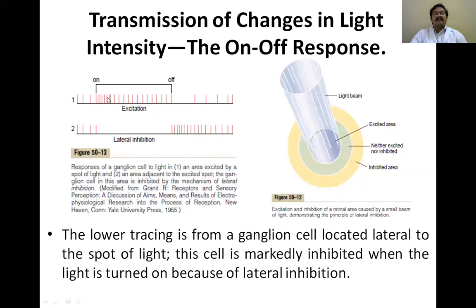Suppose the light is turned on here. Because of lateral inhibition, there is no impulse in the ganglion cell located lateral to the spot of light. The ganglion cell present lateral to the spot of light is inhibited because of lateral inhibition. When the center is excited, there is no response laterally. Once the light is off, again the ganglion cell will be stimulated.